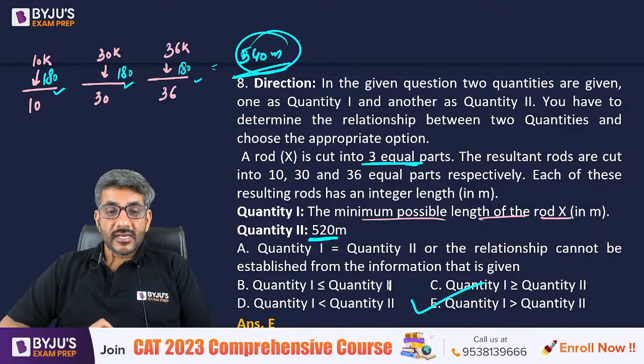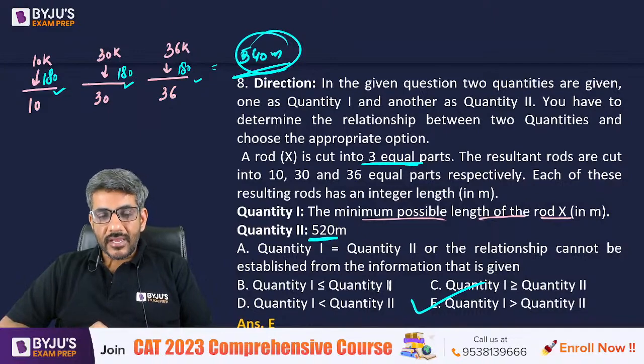E option is the correct answer because quantity 1 is 540 meters, quantity 2 is 520 meters, and I can say 540 is greater than 520 now.